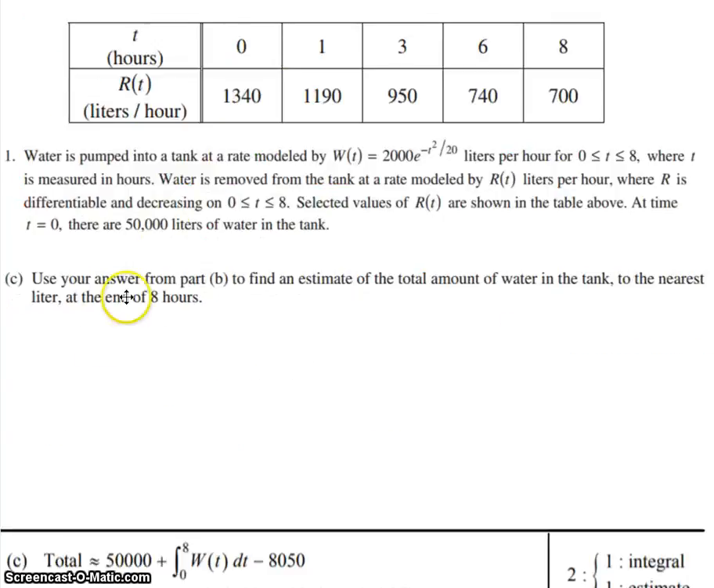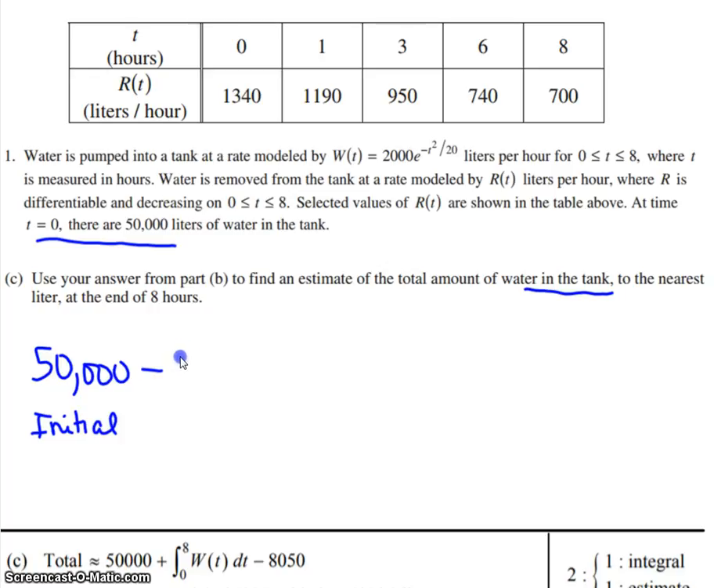C says use your answer from part B to find an estimate of the total amount of water in the tank. So this is an in and out type of problem. You need to figure out how much water went in and how much water was removed. Keep in mind that there was already 50,000 liters of water in the tank. So this is your initial, minus how much was removed from part B, which was 8,050. That's how much was removed.